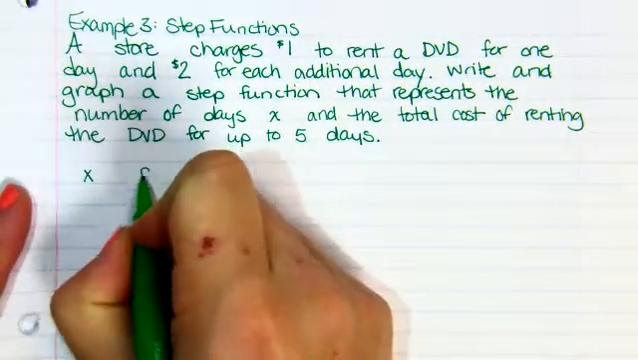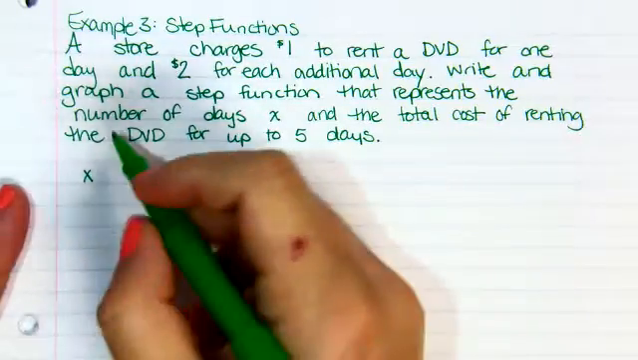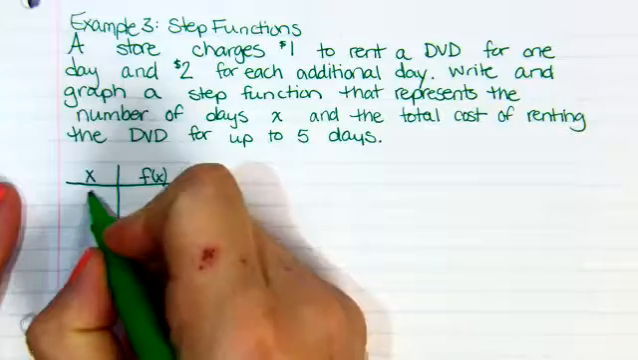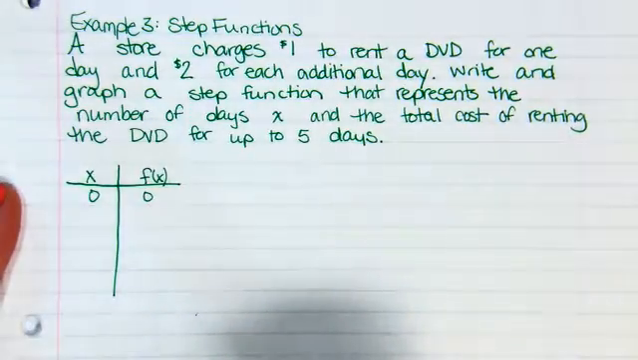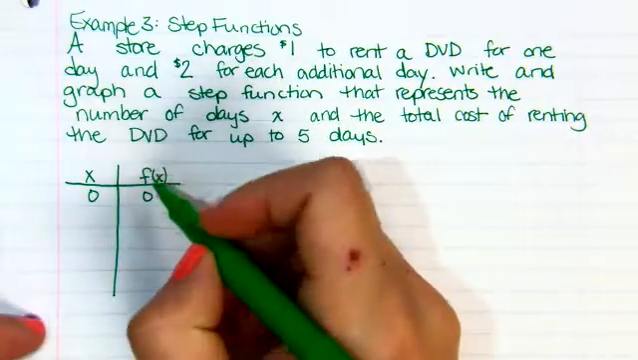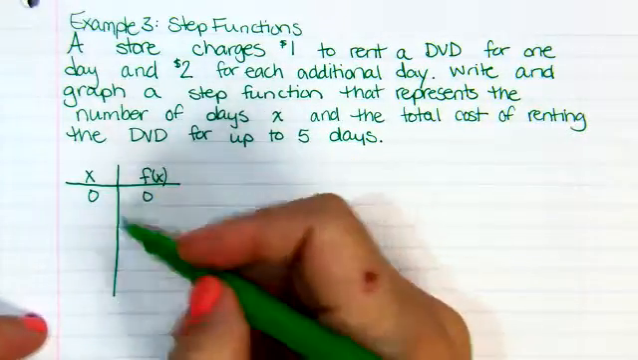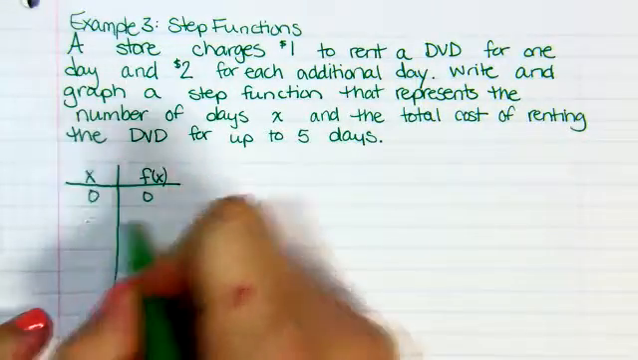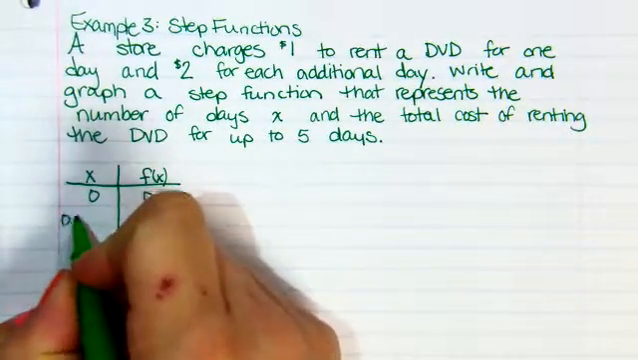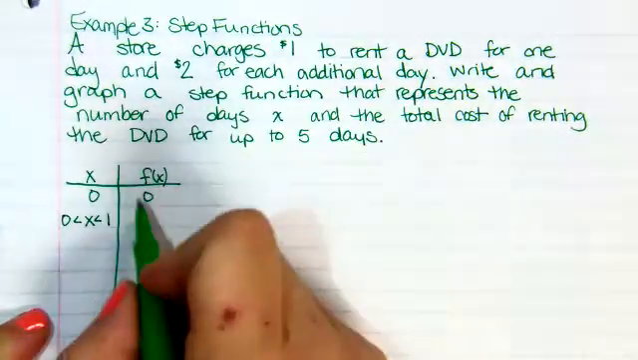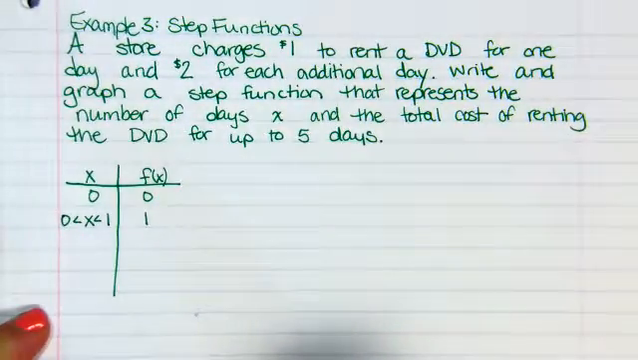So if x is the number of days, then f of x is how much money we have to pay. If we rent the movie for 0 days, we pay $0. But if we rent the movie for anything more than that, we're going to have to start paying. So if we rent the movie for between 0 and 1 day, we have to pay $1.